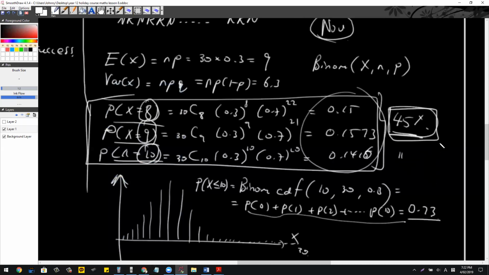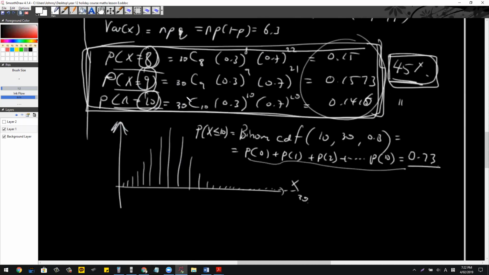Now, I just want to calculate these three values here. What we did here is calculate from 1, 2, 3, 4, 5, 6, 7, 8, 9, 10. So I calculated all of that. All I need to do is subtract 1, 2, 3, 4, 5, 6, 7, and then I can get these three. So I can do the probability that X is less than or equal to 7. That's binom 7, 30, 0.3.